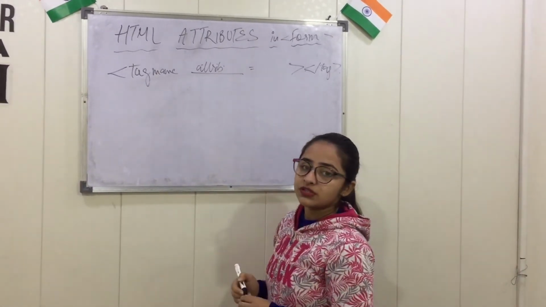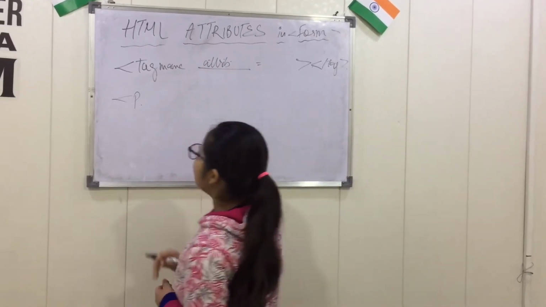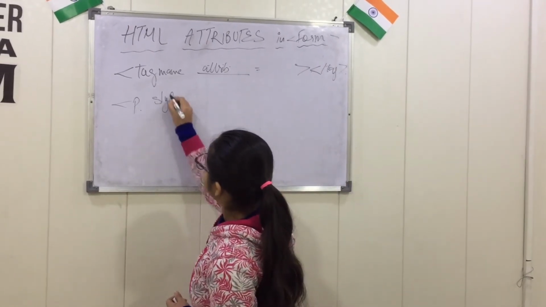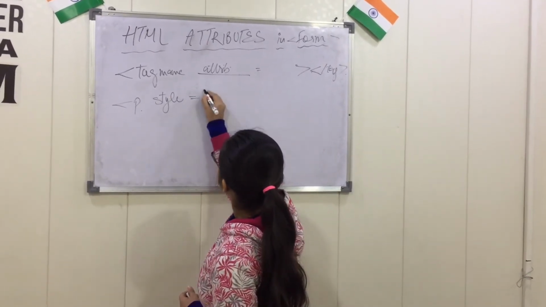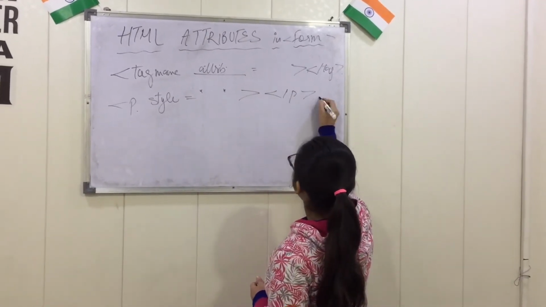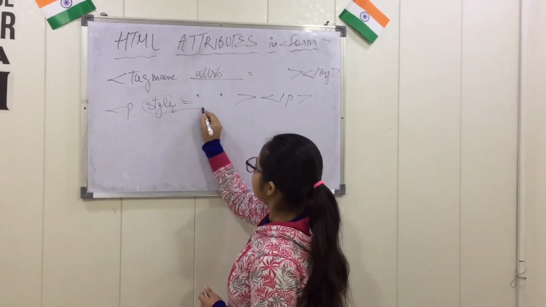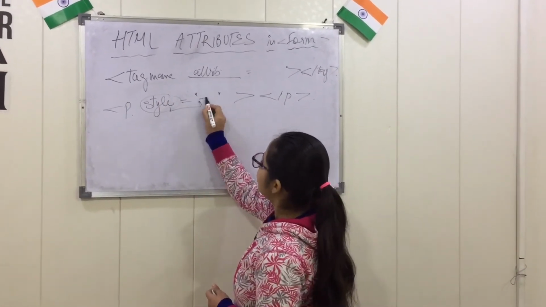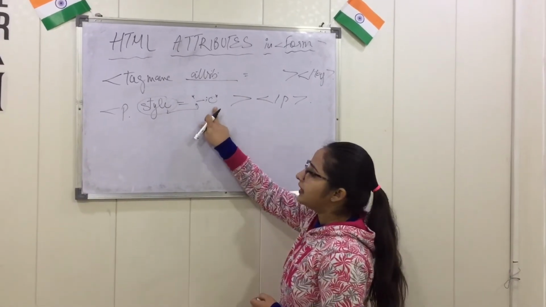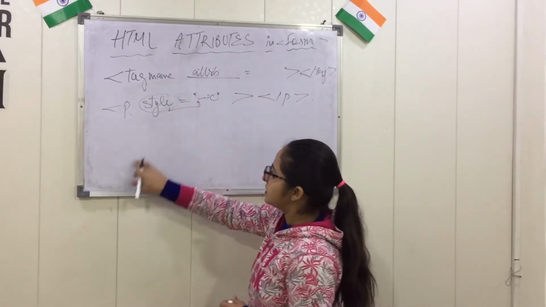Suppose we are talking about the p tag. In the p tag we can take style, and between the quotes we can write anything, after that the p tag is closed. So style is our attribute. After that we write our property and, after the colon, the value. So this is the first attribute which we have discussed.